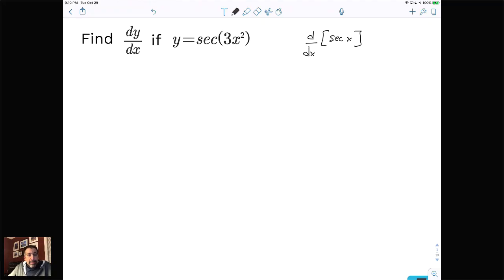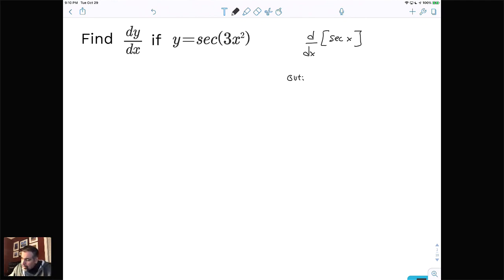So I always ask my students, is it a one step? And if they say no, the next thing we've got to do is identify, is it a product rule, a quotient rule, or a chain rule? So when you guys look at secant of 3x squared, I'm asking you for some help here. Product rule, quotient rule, or chain rule? What would you say? Okay. And thanks again, Ronnie. You're all over it. You're absolutely right. It's a chain rule. And that's because we clearly have an inside function and an outside function.